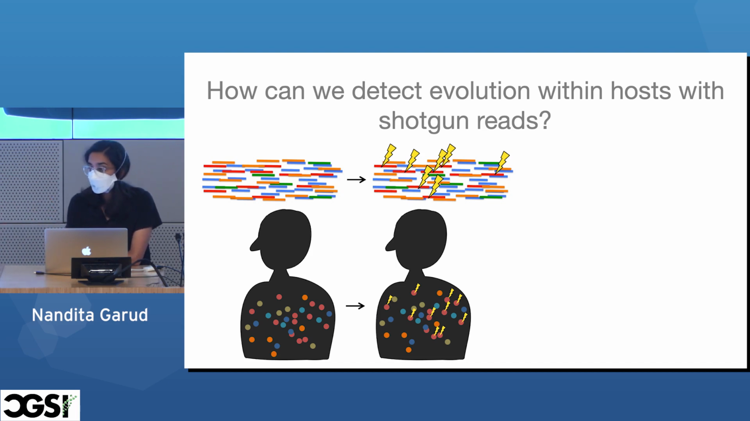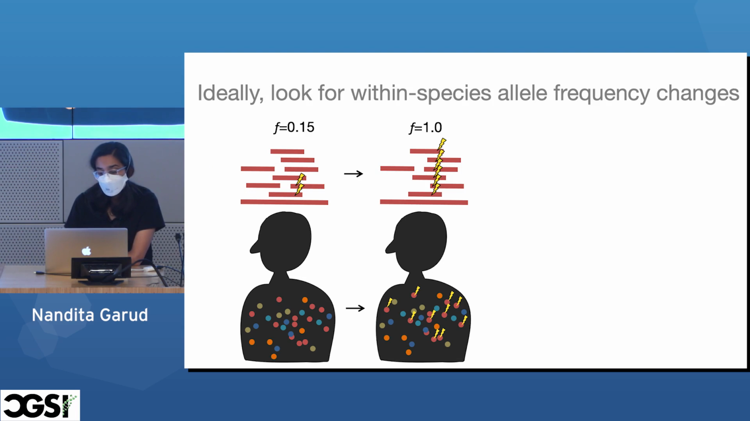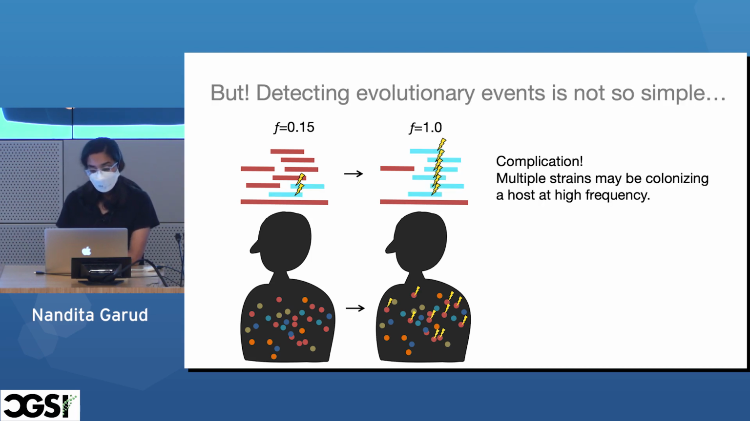But you can see this is a really complex problem with the mess that this data is. So I've already shown you how we can simplify it by mapping reads to different species. And then we can look for frequency changes within a species over time. But even then, it's still not that easy. Detecting evolutionary events is not so simple because, as you just saw, multiple strains may be colonizing a host at high frequency, and those strains are genetically distinct. And their fluctuation over time can generate allele frequency changes that can confound our ability to detect evolution.